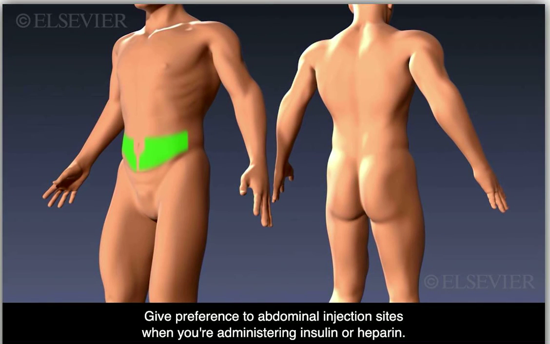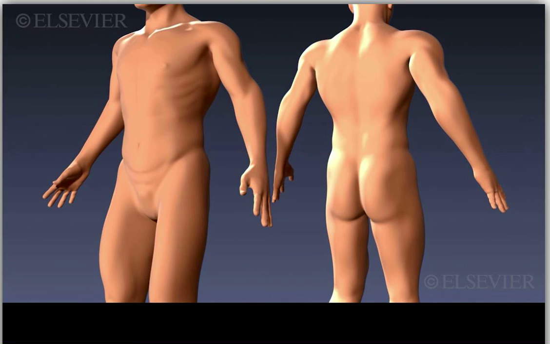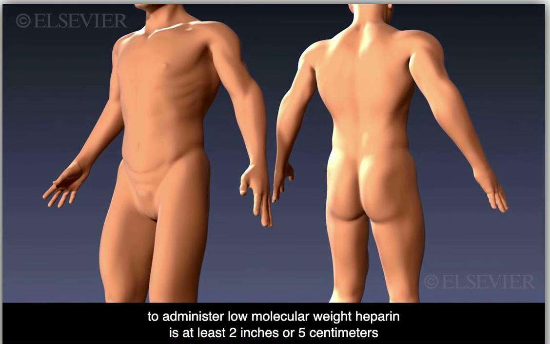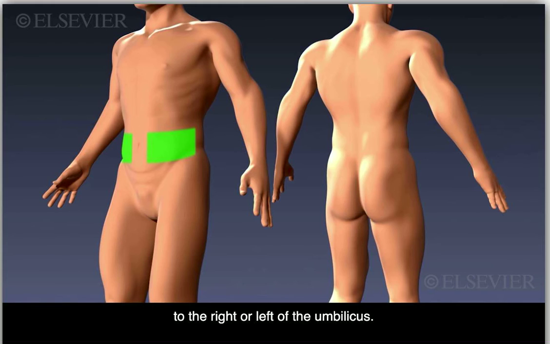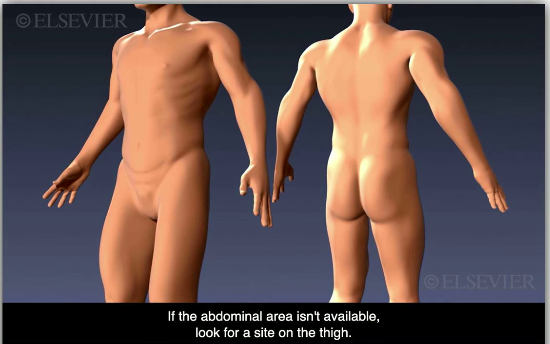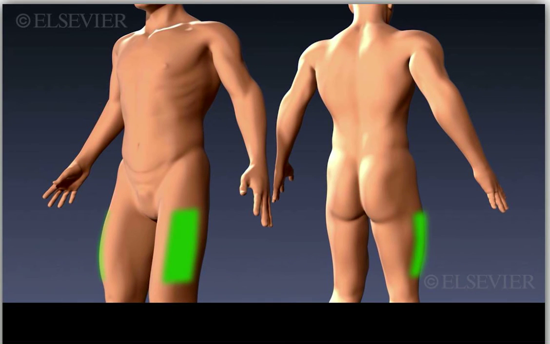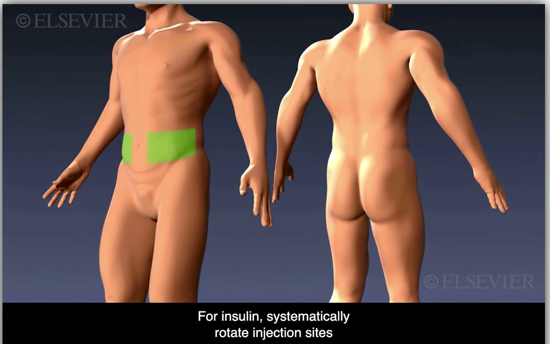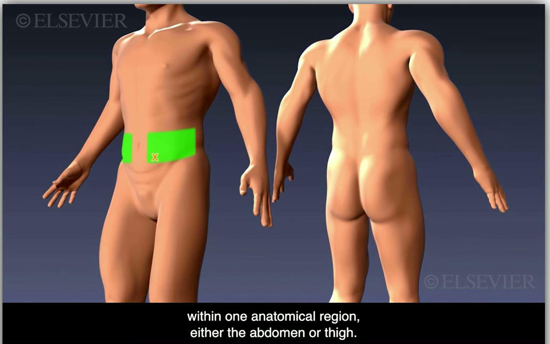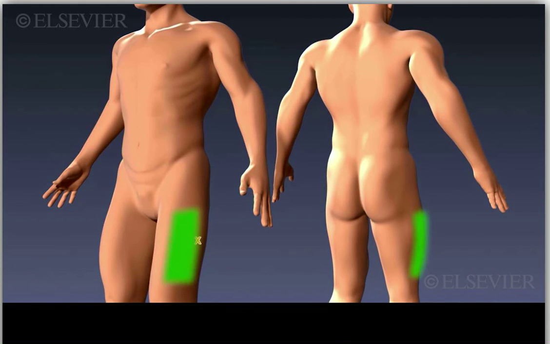Give preference to abdominal injection sites when you're administering insulin or heparin. Specifically, the best subcutaneous site at which to administer low molecular weight heparin is at least 2 inches or 5 centimeters to the right or left of the umbilicus. If the abdominal area isn't available, look for a site on the thigh. For insulin, systematically rotate injection sites within one anatomical region, either the abdomen or thigh.